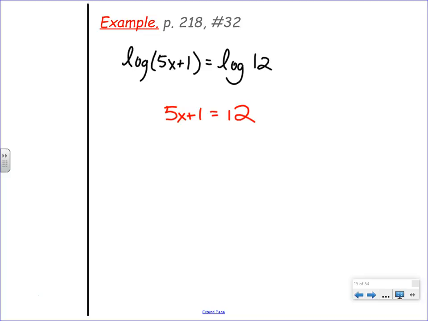Just like exponentials were one-to-one, so we were able to say as long as they match completely, I can just take the power. Well, I can do that with logarithms too. So I get 5x equals 11. Okay, it's not pretty, but it's right. True?